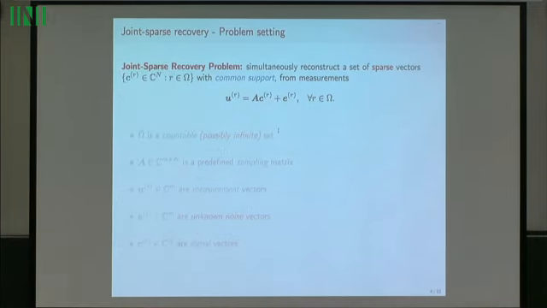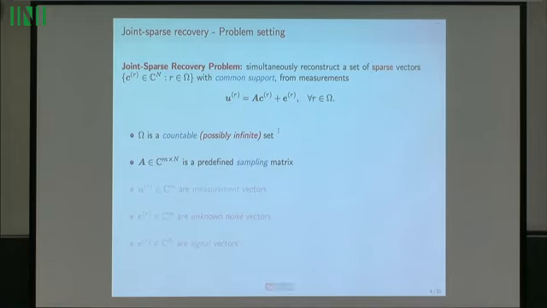Okay, so the joint-sparse recovery problem is simply stated: to simultaneously reconstruct a set of sparse vectors. I'll call the set a set of vectors c_r, indexed by r in some set omega. The key assumption is that they have common support, so the indices that correspond to the non-zero elements of the vectors are going to be common among all of the vectors in the set.